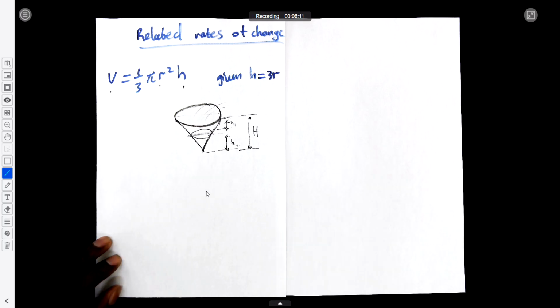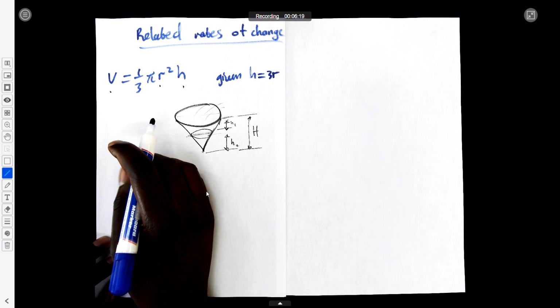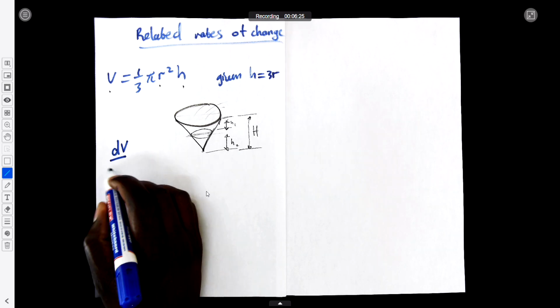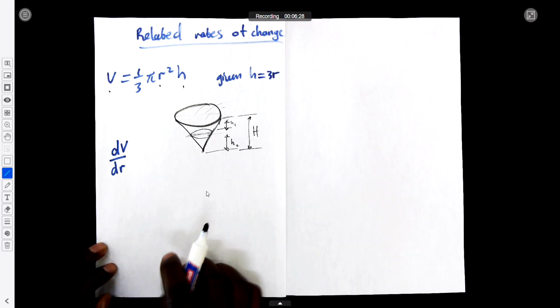But let's practice differentiation. Let's say we want to differentiate the volume. Let's say we change the volume in terms of r.